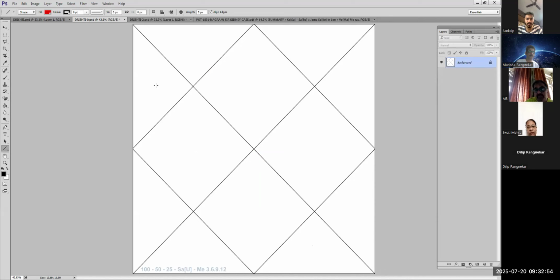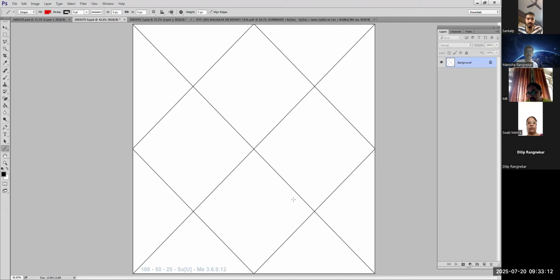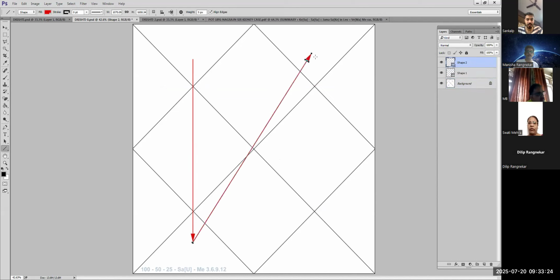Next one, which was a 50% drishti, was from 3rd to 11th, 3rd to 9th, and 5th to 9th. Correct? So 5th to 9th, 3rd to 9th, 3rd to 11th. And then there was a 25% drishti, which was coming from 2 to 6 and 6 to 12. Correct?